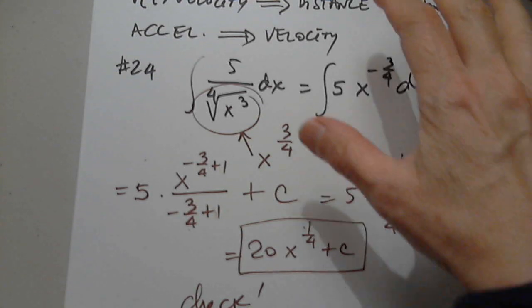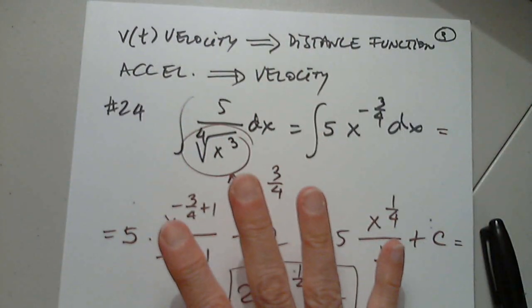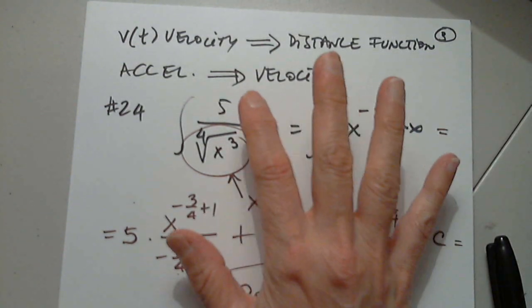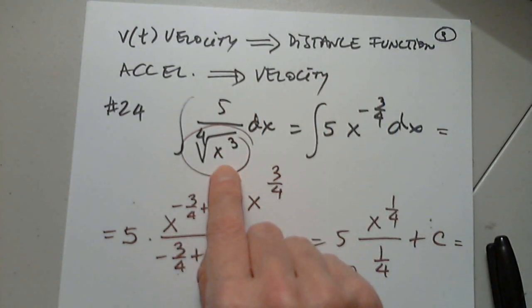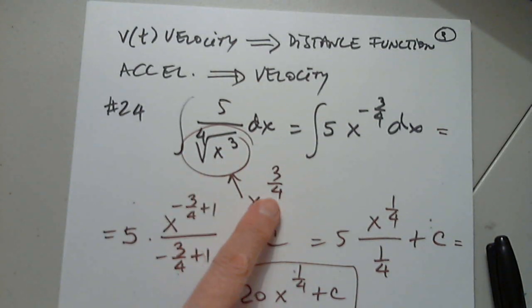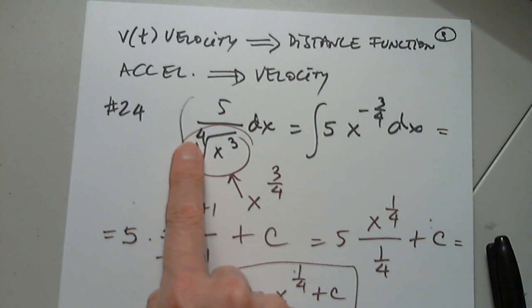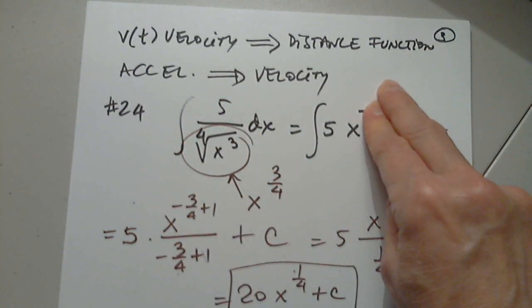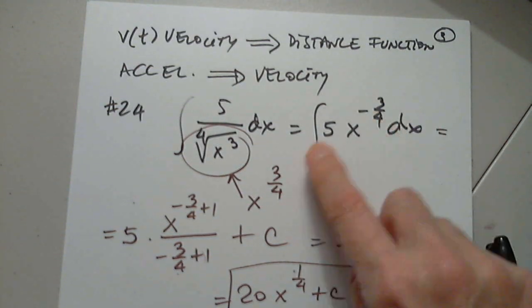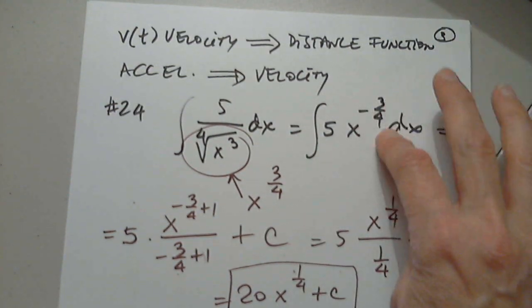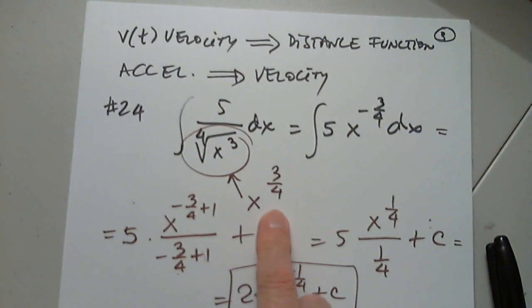Okay, so let's summarize the steps here, and then we'll choose another, or you choose another. 5 divided by the fourth root of x to the third, the fourth root of x to the third has to be rewritten as x to 3/4, 3 over 4. Because it's in the denominator, I need to bring it up, but I cannot bring it up without changing the sign of the power. Because x to negative 3/4 is 1 over x to 3/4.